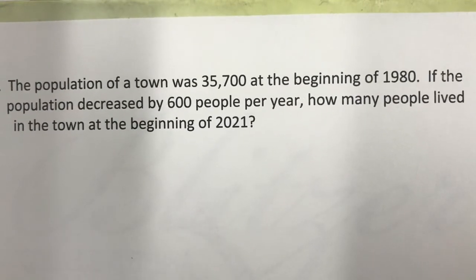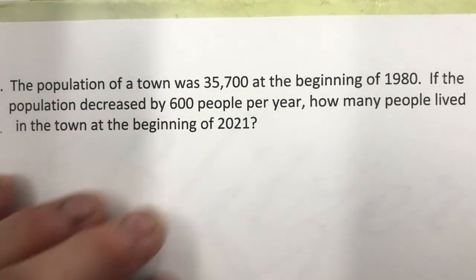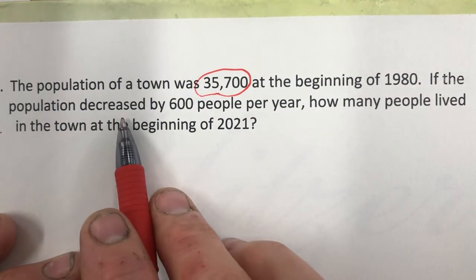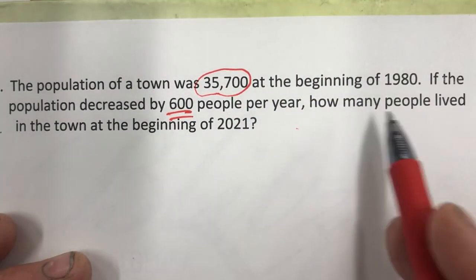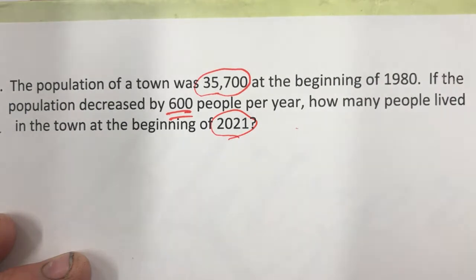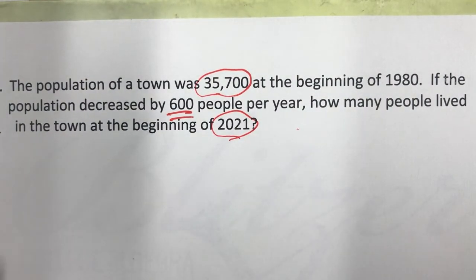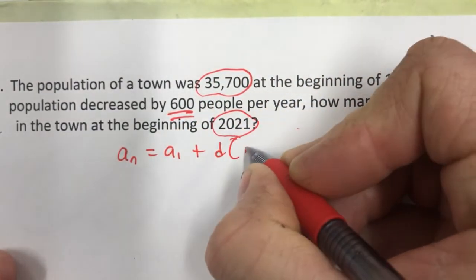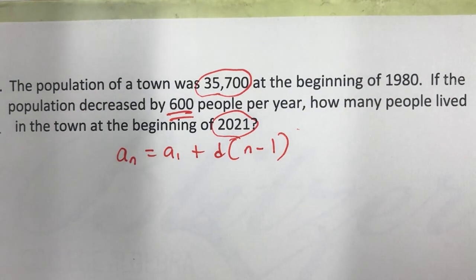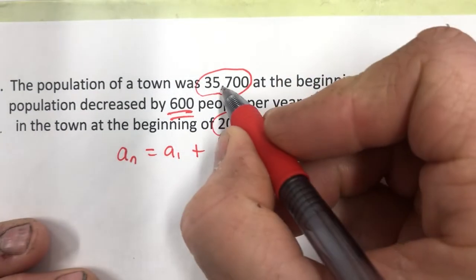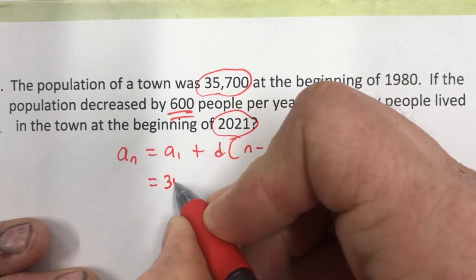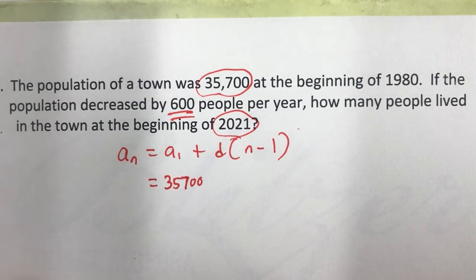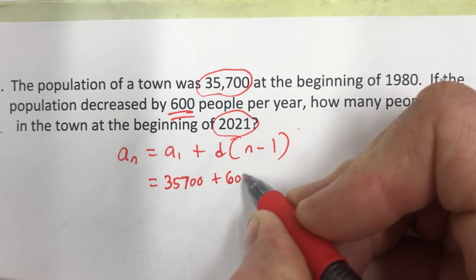All right, one last problem and we're done. Number 17, the population of a town was 35,700 at the beginning of 1980. If the population decreased by 600 people per year, how many people lived in the town at the beginning of 2021? Okay, so a sub n equals a sub 1 plus d times n minus 1. There's my formula. Now the first year in this, 35,700, that's my a sub 1. It's changing by 600, so my d is 600.